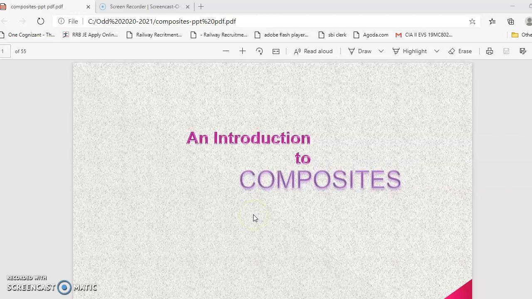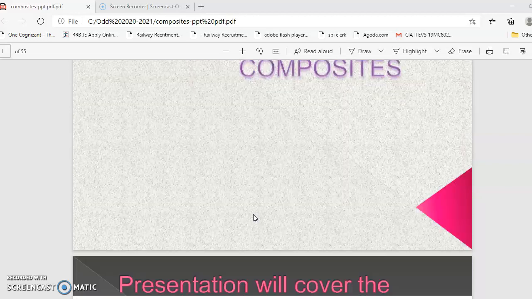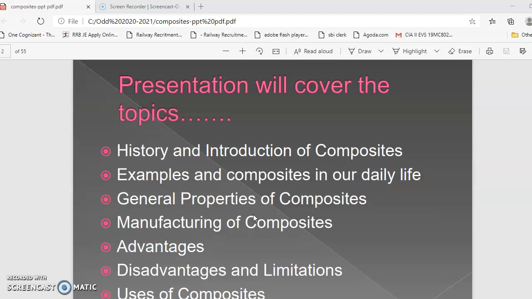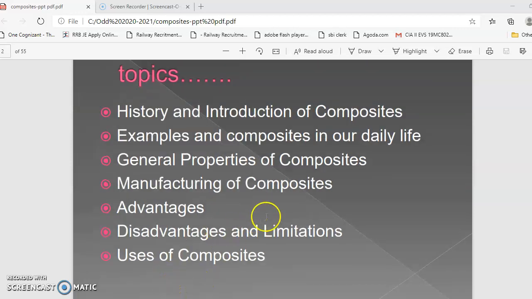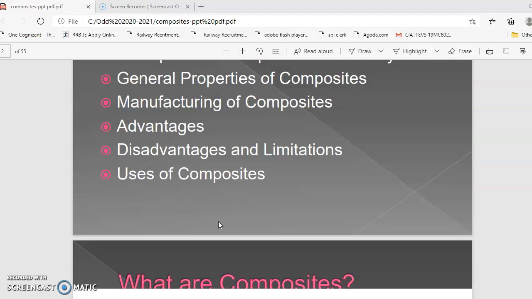Okay, so today we are going to look into an introduction to composites. This will cover the history and introduction of composites, examples and composites in our daily life, general properties of composites, manufacturing, advantages, disadvantages and limitations, and uses of composites.